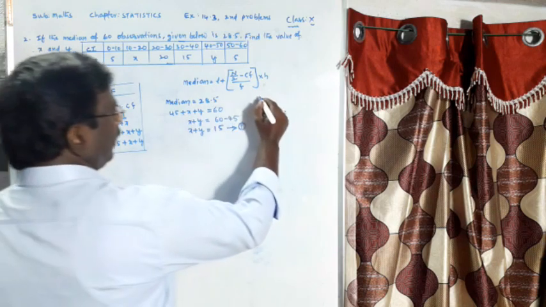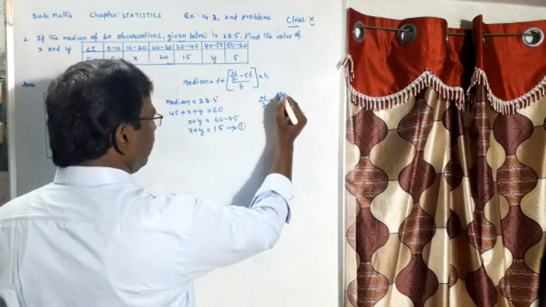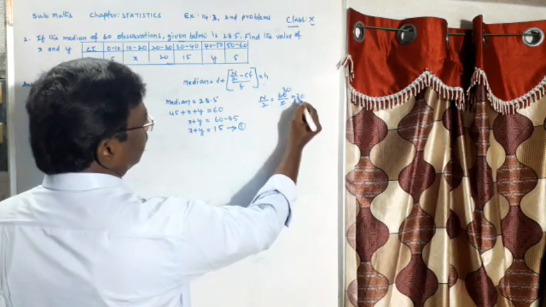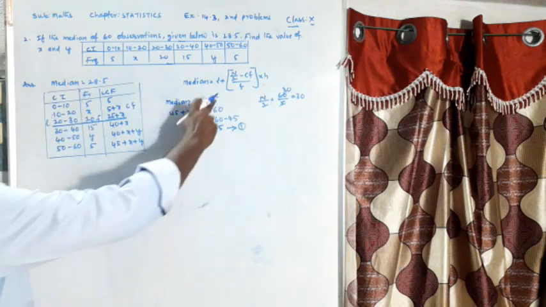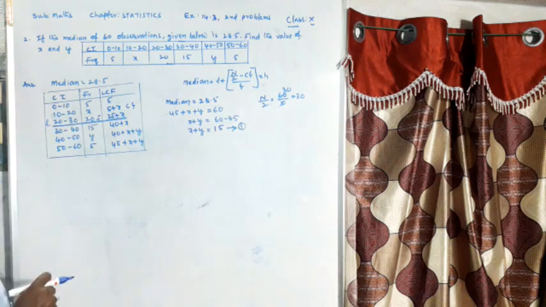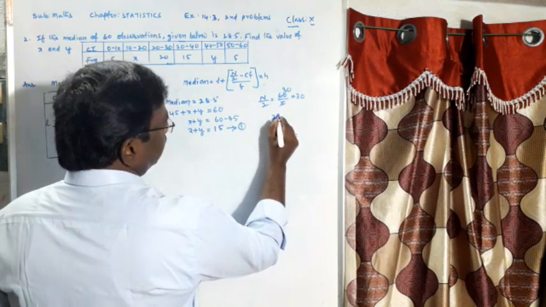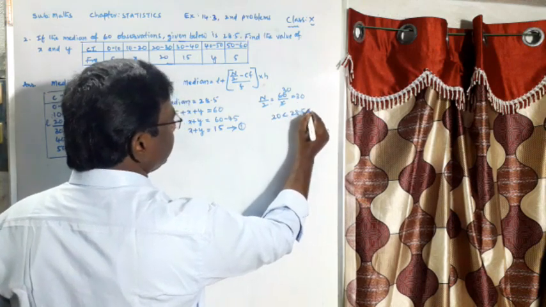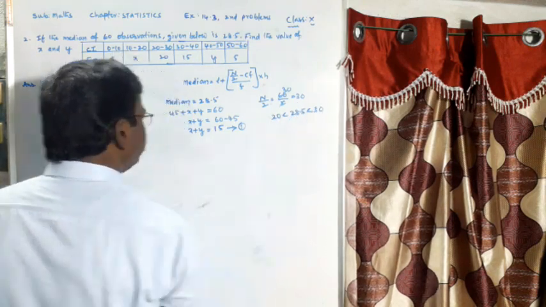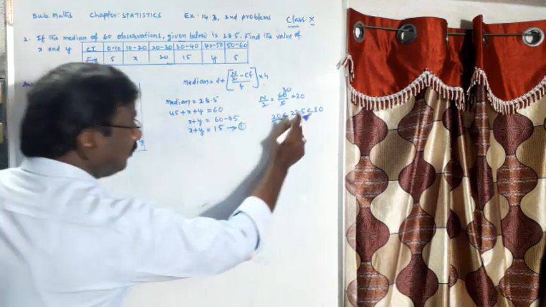Next, n by 2. Total observation 60 by 2. 2 ones are 2, 3 zeros, is equal to 30. Now the median is 28.5. That is between 20 and 30 only. Median is between 20 is less than or equal to 28.5 is less than or equal to 30. Between this. So you can think this is L, lower boundary, because median class that is.